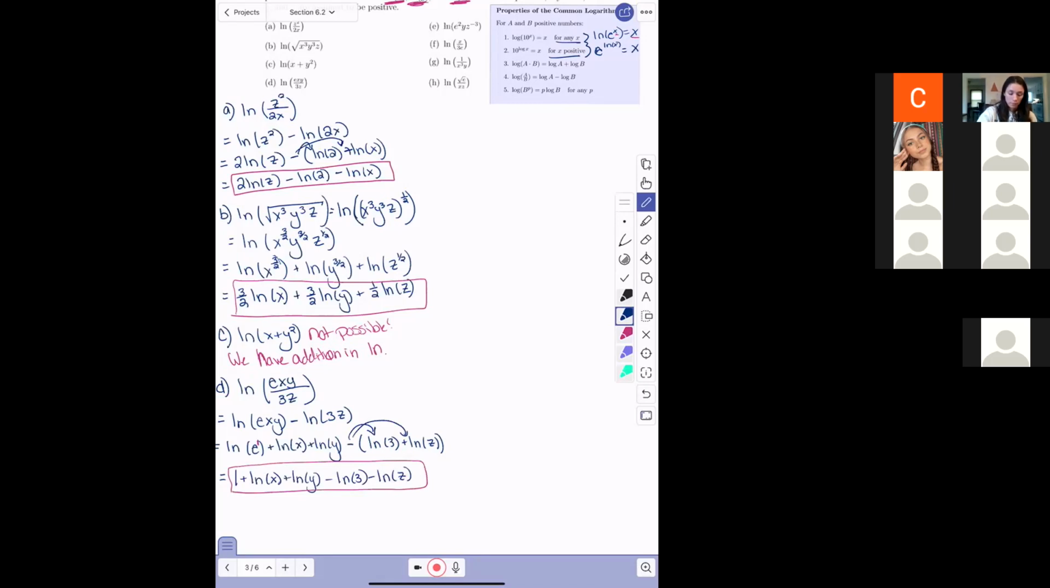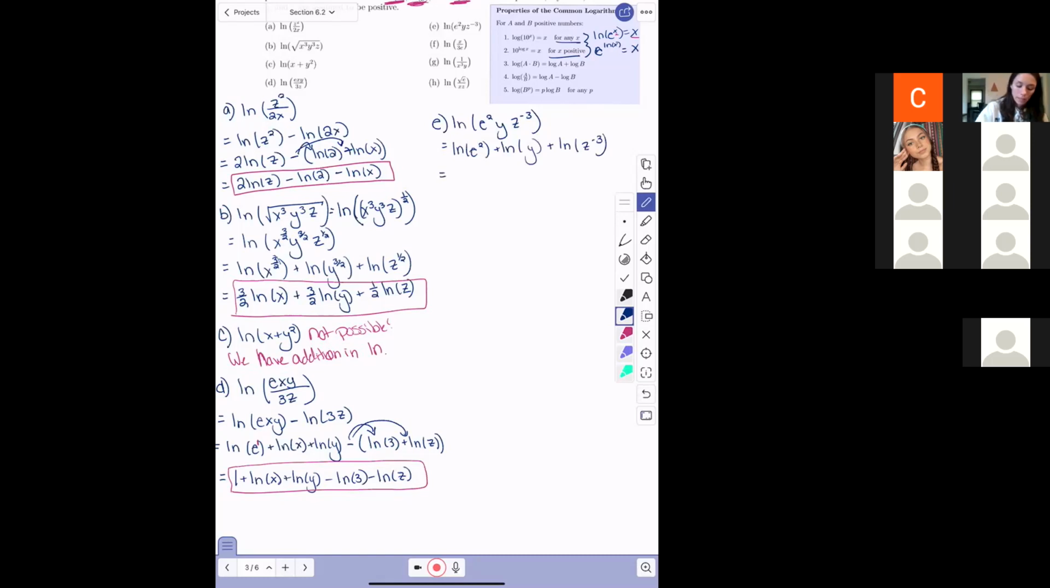Okay. Any questions on that one? Okay. For E, we have the natural log of e squared y times z to the negative 3. What's our first step in expanding this? Rule 3. Yep, we'll go ahead and separate those products. So we'll have the natural log of e to the power of 2 plus the natural log of y plus the natural log of z to the negative 3.